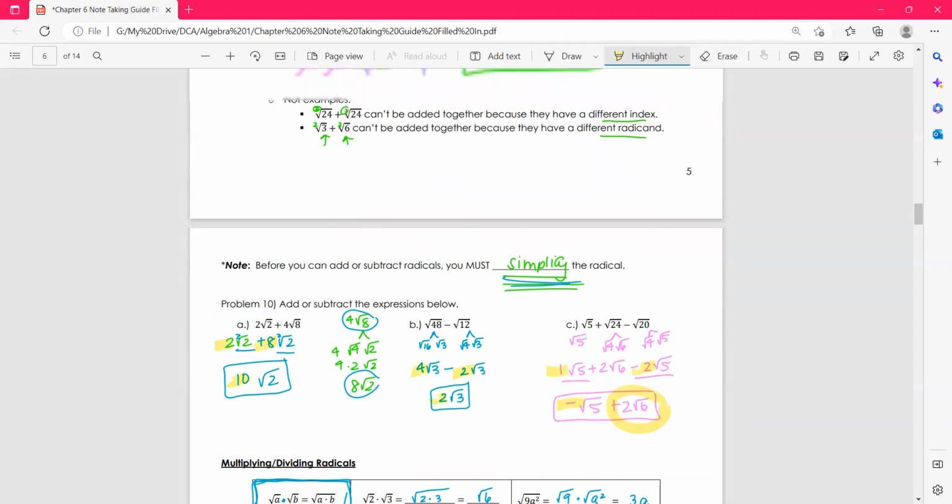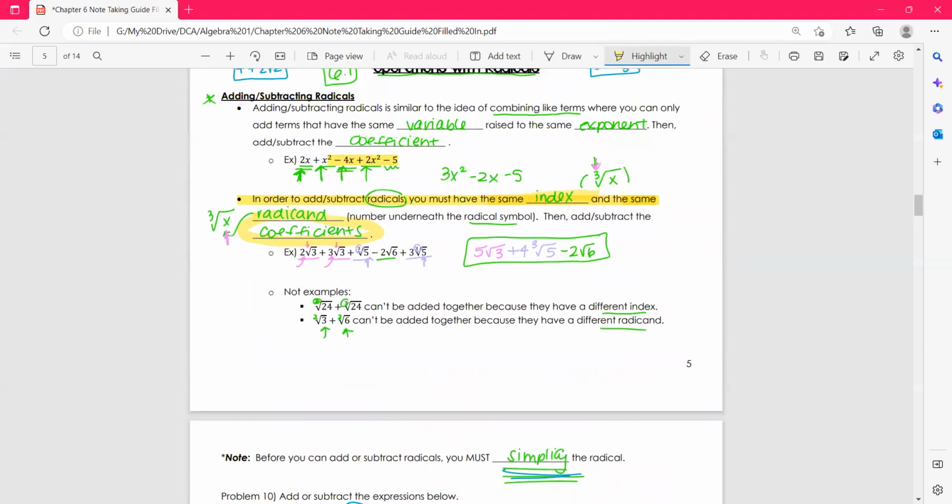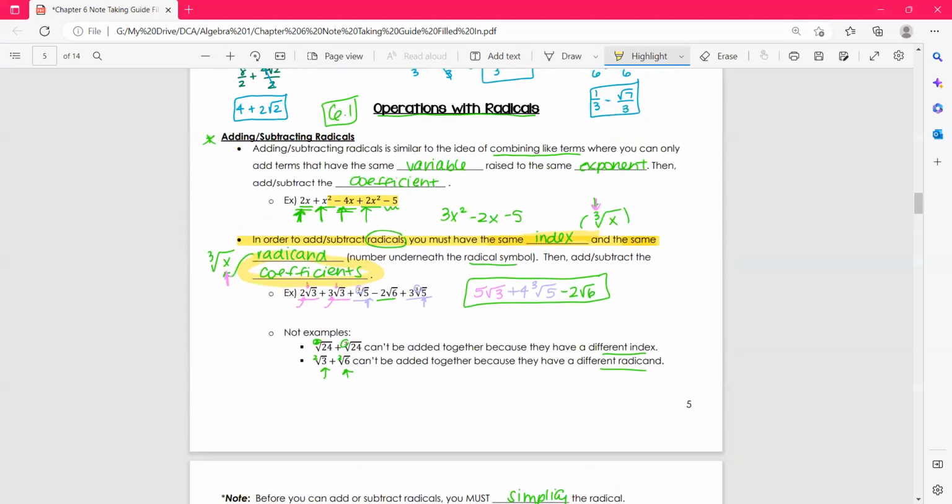Okay? Short notes, but a big concept to practice. So that's what we'll be doing this week. Great job, guys.